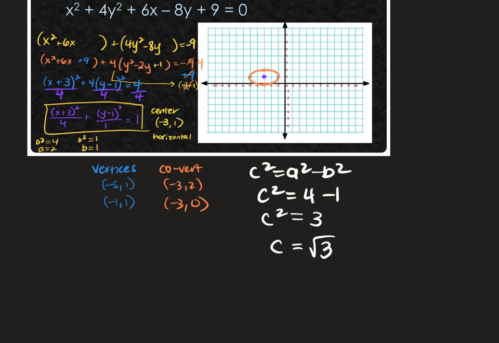And then which direction am I moving that c? Right and left. So I'm taking this x coordinate of my center and I'm subtracting root 3 from it and adding root 3 to it. So if it wants it separated out, and I think it does on WebAssign, you would do -3 minus root 3, 1, and -3 plus root 3, 1. If this was an open-ended question on a quiz or a test, you can leave it as plus or minus. But on WebAssign, it will separate it out.